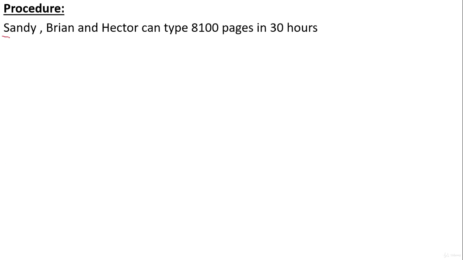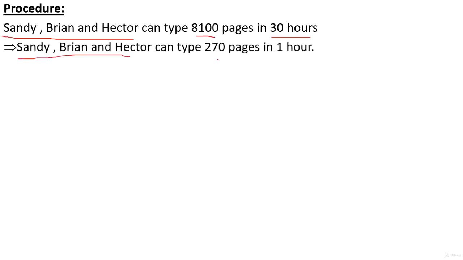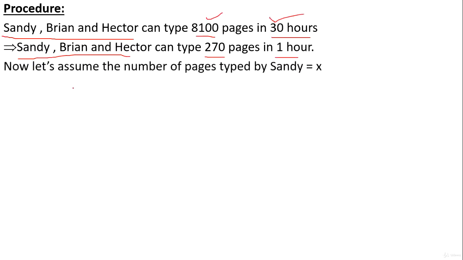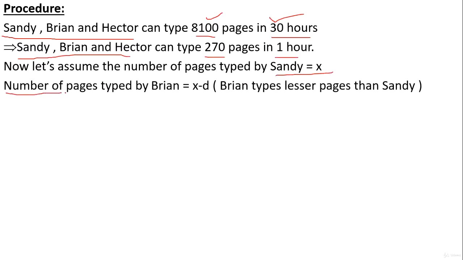Now it is said that Sandy, Brian and Hector can type 81,000 pages in 30 hours. So it implies what? Sandy, Brian and Hector can type 270 pages in 1 hour. It is simple. What we are doing here, we are dividing 81,000 by 30. Now let's assume the number of pages typed by Sandy is equal to x. So it implies the number of pages typed by Brian is equal to x minus d, since Brian types fewer pages than Sandy, where d is some difference.